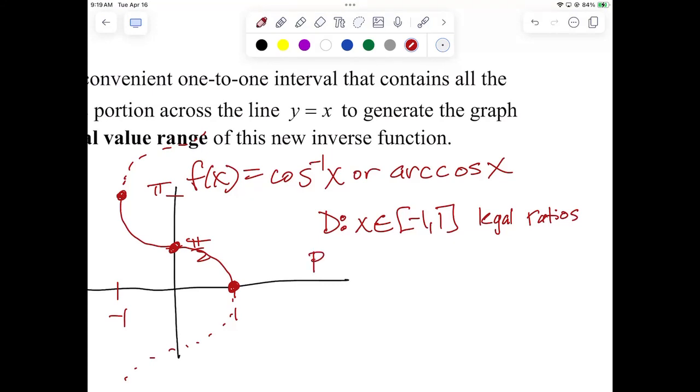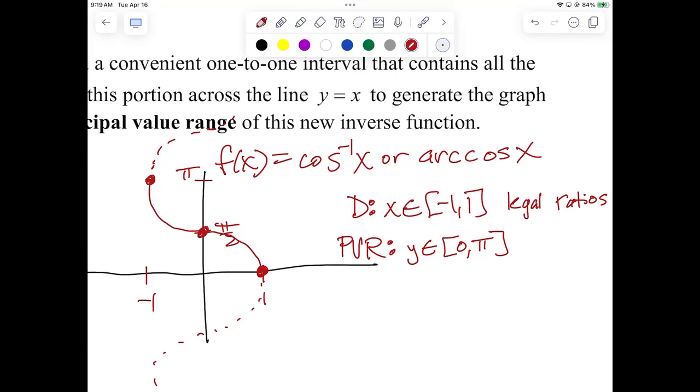Now, what's the PVR, the principal value range of our cosine? 0 to pi. Yeah. And does it have any symmetry? Like arc sine still had symmetry. Does this one have any symmetry? What kind? Does it? You fold it on the y-axis and it lines up with itself? I don't see that. What about origin symmetry? Can we rotate it 180 degrees and it's the same graph? No. Poor guy. This guy has no symmetry.